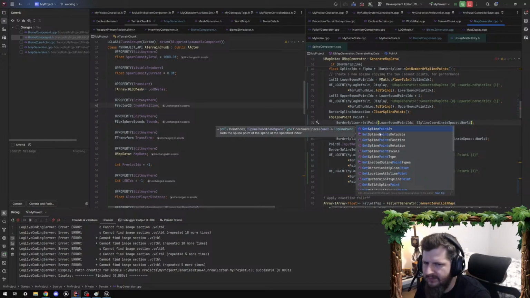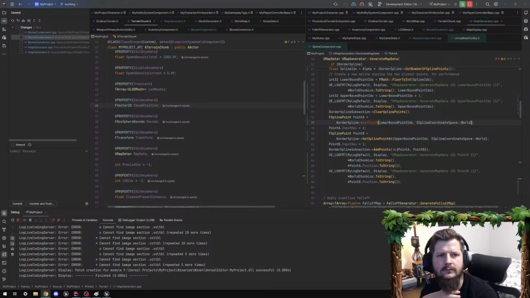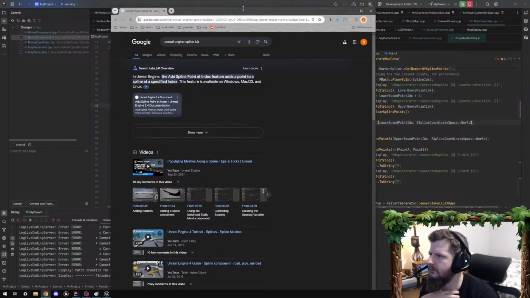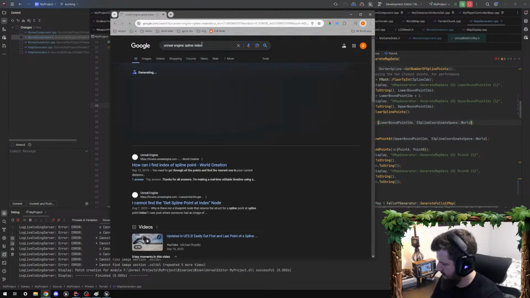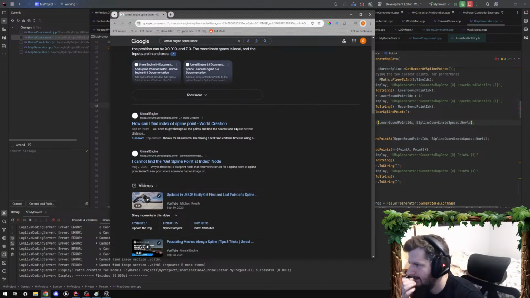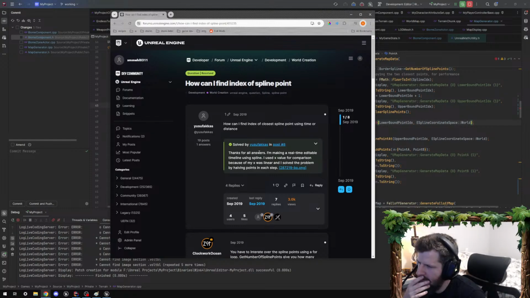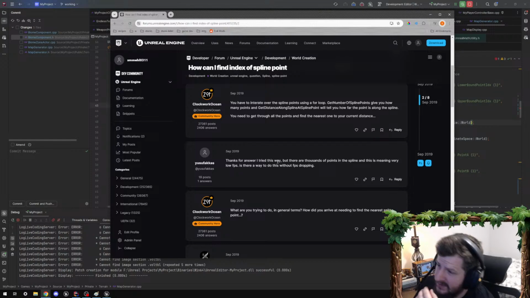How do I get a spline point index? Let me, I guess, okay, Google, come help me. Not gonna find index of spline point. You have to iterate over the spline points.